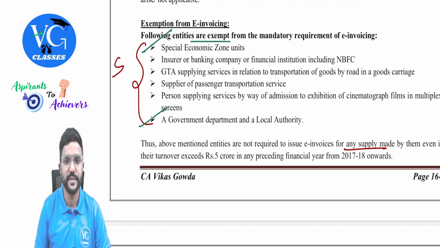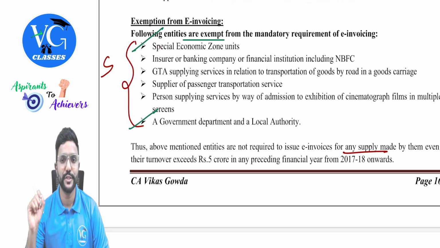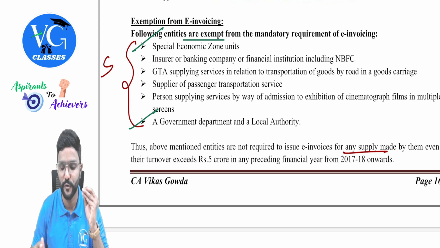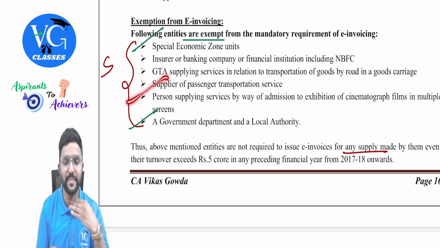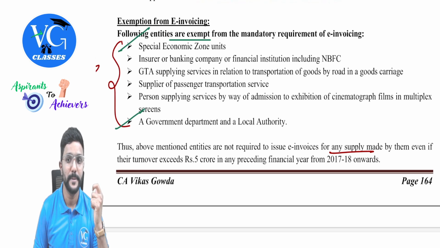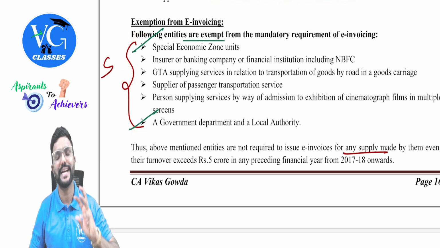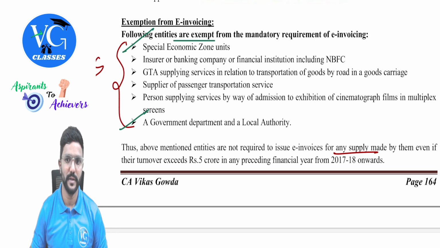Sir, who are those? I will just read it out. Special Economic Zone units. Okay. Insurer or banking company or financial institution including NBFC, GTA, that is Goods Transportation Agency, supplying services in relation to transportation of goods by road in goods carriage, supplier of passenger transportation services, then person supplying services by way of admission to exhibition of cinematograph films in the multiplex screens. Okay, yes, that is PVR, Inox and all. Then the last one, a government department and a local authority. So for the following suppliers, even though their aggregate turnover is more than 5 crore in any of the past years, still e-invoicing is not applicable, guys. Okay, sir.